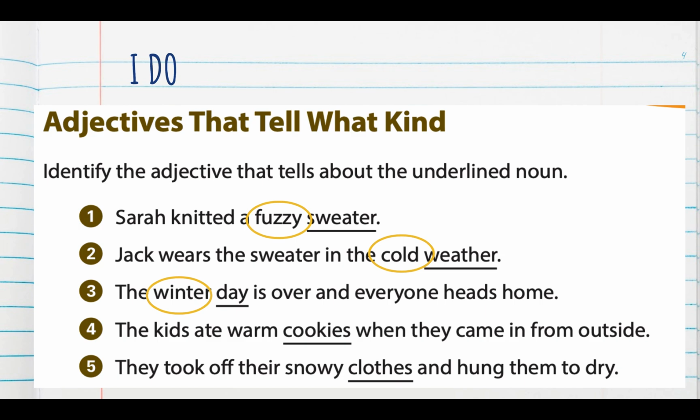Number 4, the kids ate warm cookies when they came in from outside. The noun underlined in number 4 is cookies, so I need to identify the word that describes the cookies. This time the adjective is warm. Warm describes the cookies. Number 5, they took off their snowy clothes and hung them to dry. The noun underlined here is clothes, so which word describes the clothes? Snowy. Snowy is our adjective here. So the biggest thing to remember with adjectives is that they are words that describe the noun.